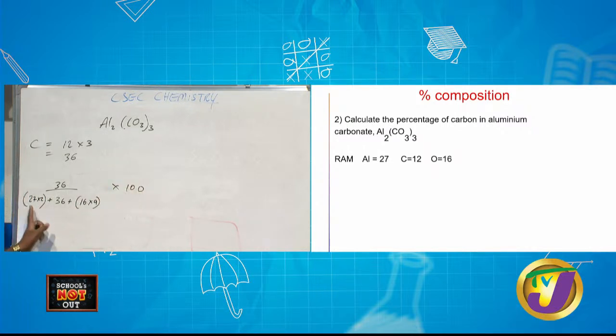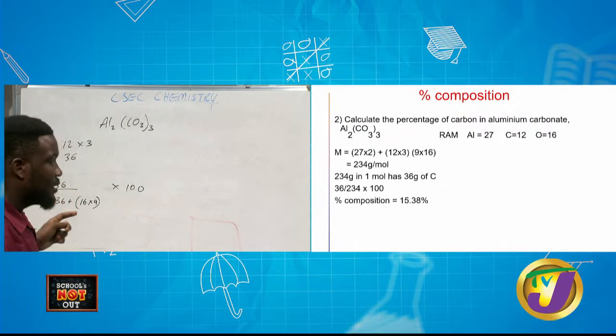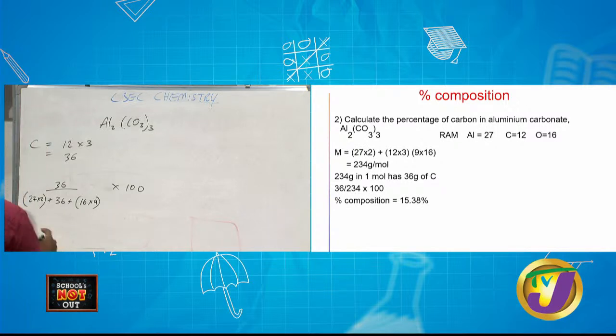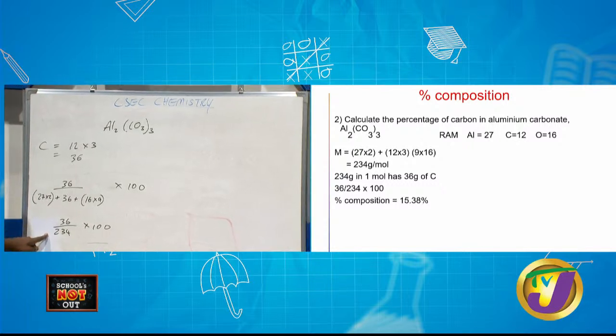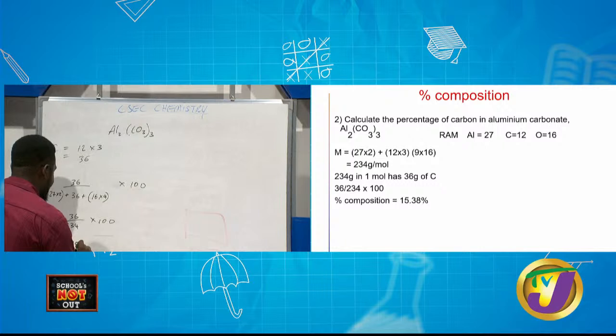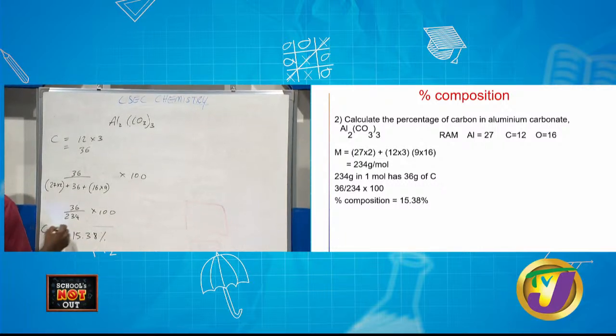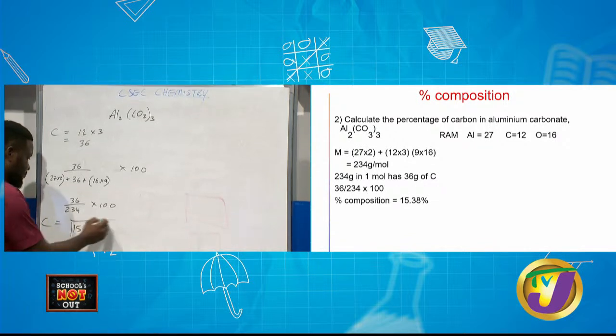So you're going to say 27 times 2 plus 36 plus 16 times the 9, and then you're going to divide the 36 by that number that you will get, all right? And so the number you'll get down here is 234. So 36 divided by 234 times 100, all right? And you're going to end up with 15.38%. All right, so this is your answer.